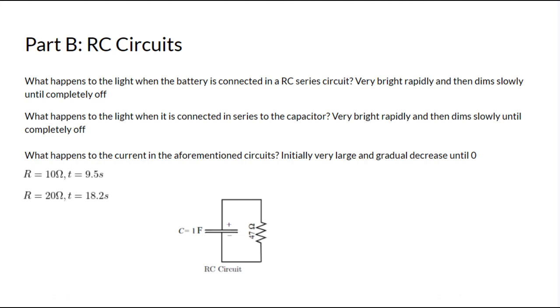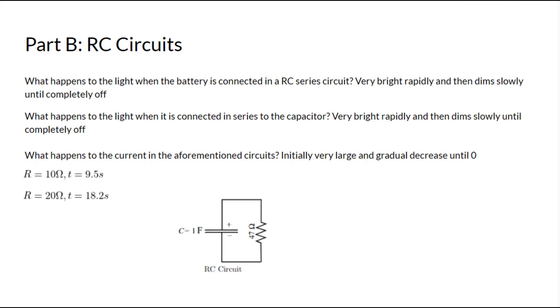When it is connected in series with a capacitor, the same thing happens. It becomes very bright really fast, and then it dims until it turns off ultimately. For both of these cases, the current is very large initially, and then it gradually decreases until it becomes 0, which is why the light goes through the same process as the current, because the light is affected by the flow of electrons, which is the current.